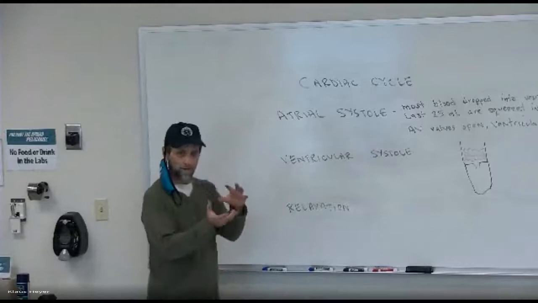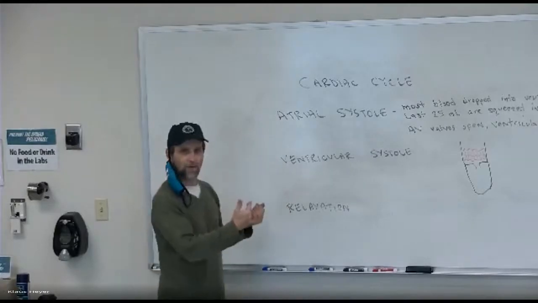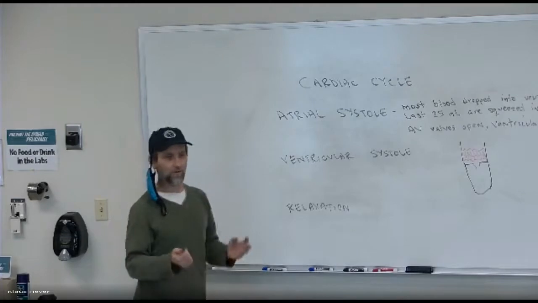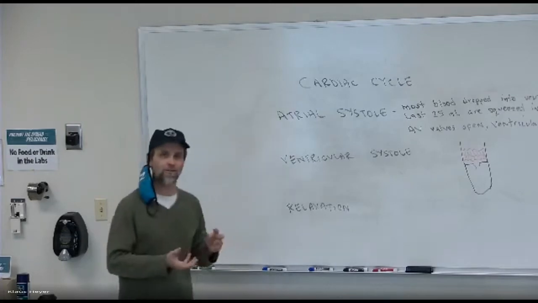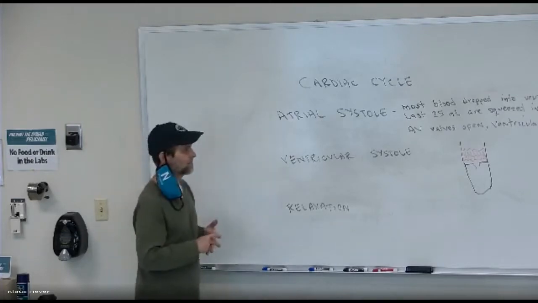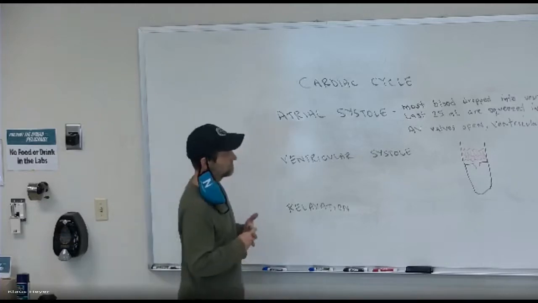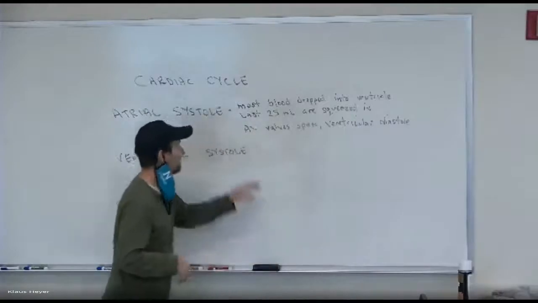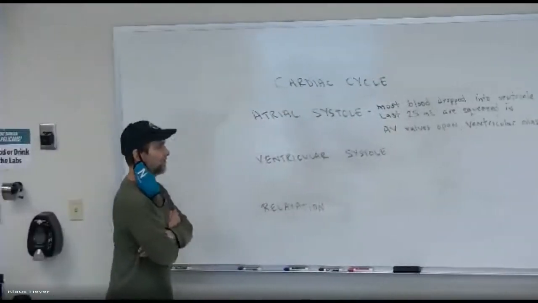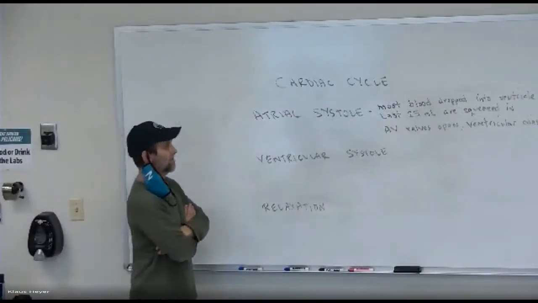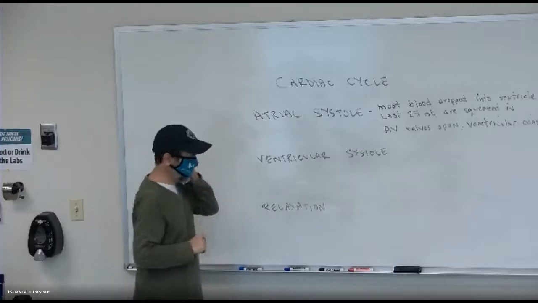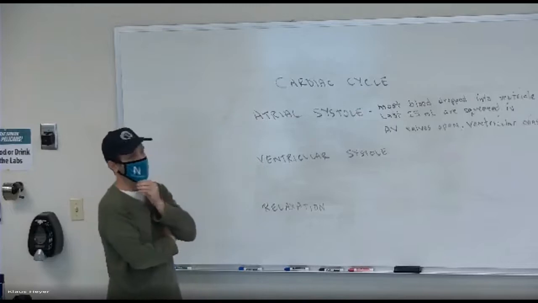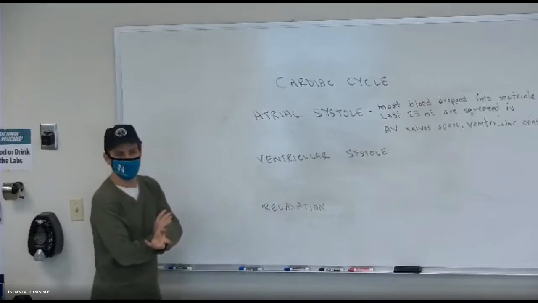If the ventricles are contracting, the atria are relaxed. Atria contracting, ventricles are relaxed. Unless something's seriously wrong with you, they're not going to contract at the same time. So this is what's happening during atrial systole. And it's really just about you thinking about what's going on with the heart.